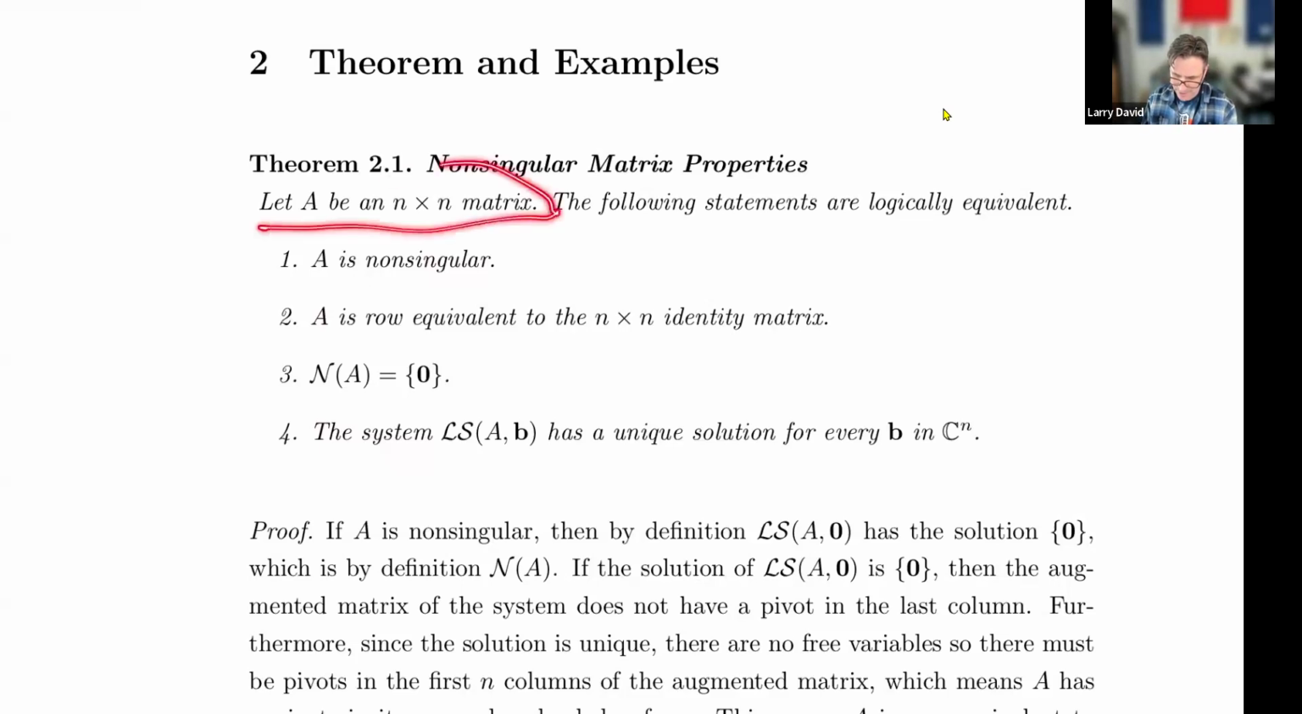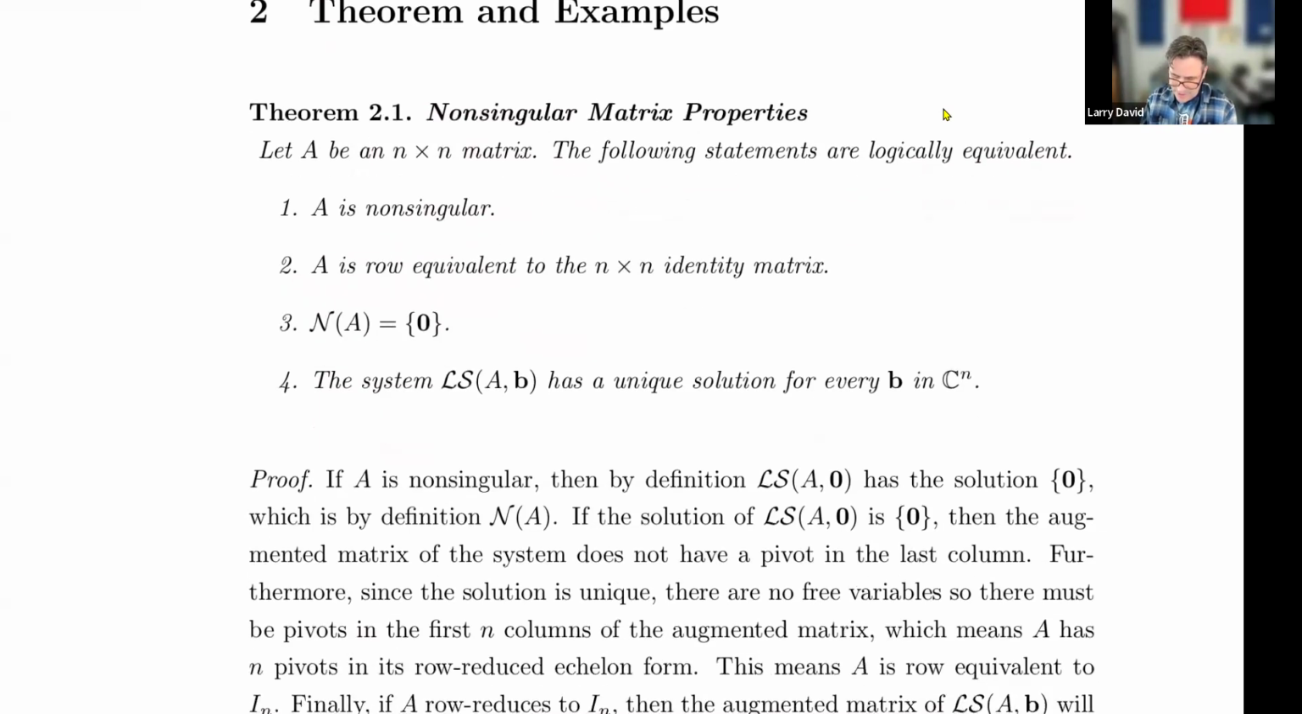So if A is an n by n matrix, so again, we're only talking about square matrices, 2 by 2, 3 by 3, 4 by 4, etc. These statements are logically equivalent. A is non-singular. Okay, so if A is non-singular, then these other things are true. If A is not non-singular, if A is singular, then these other things are also false. So what are the other things? A is row equivalent to the n by n identity matrix.